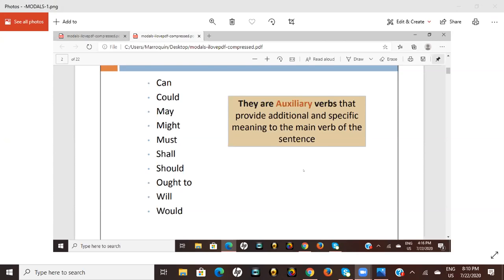If I said, I should go, I could go, or I will go, they are completely different from each other. Let me write that on the chat. I should go. I will go. I must go. All right. Should, will, and must. What is the main verb that I'm using in the three sentences?